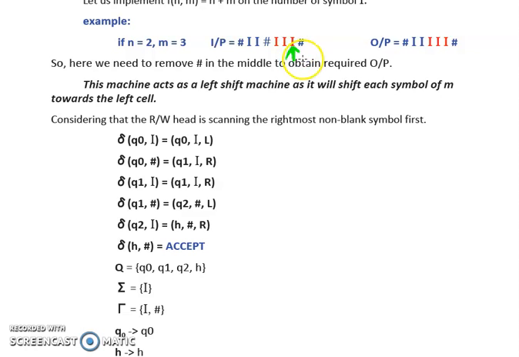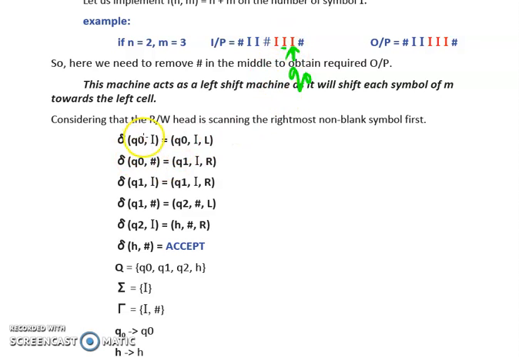the last I. Now, we are on the state Q naught, and we are reading the symbol I. State remains same and I is replaced by I. Now the read-write head will move to the left direction. So we will move to the left direction. That means we will move to this particular I.